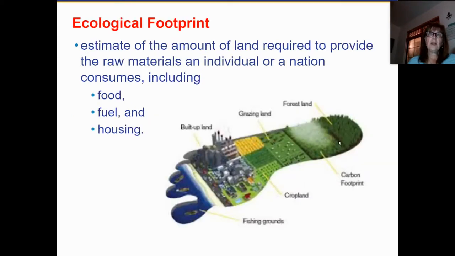So what is an ecological footprint? This is the estimated amount of land that is required to provide all of the raw materials that an individual or a nation consumes, including all the food that that population or that individual is going to need, all of the fuel that they are going to need, and all of the shelter or the housing that they are going to need in order to survive.